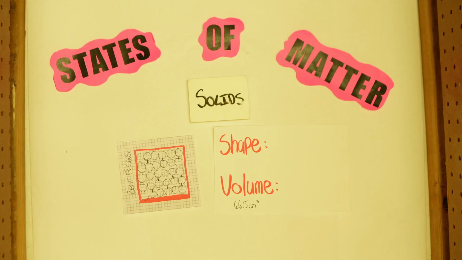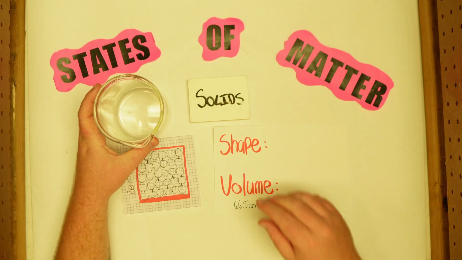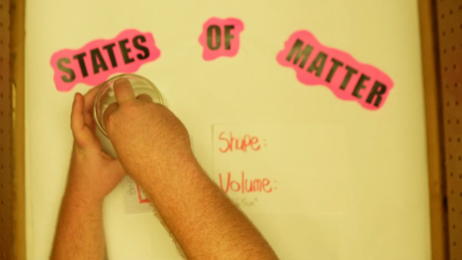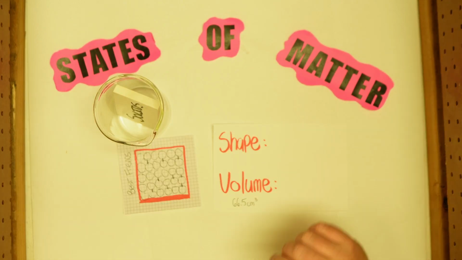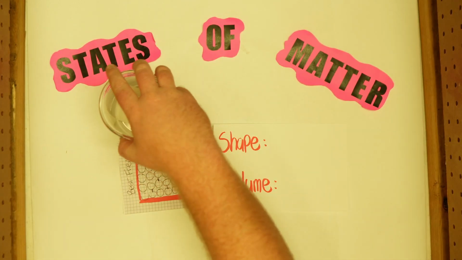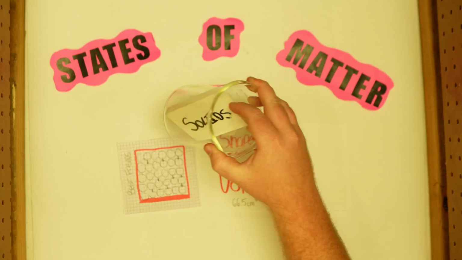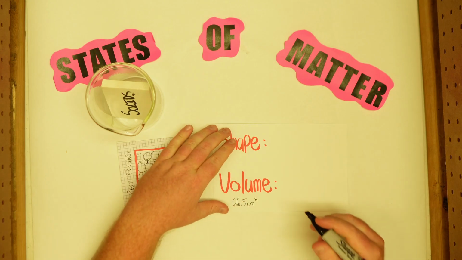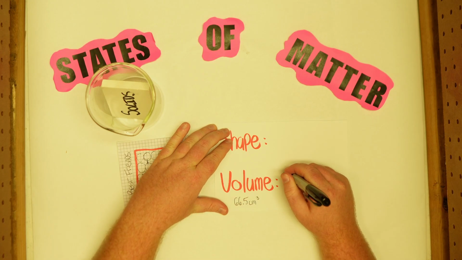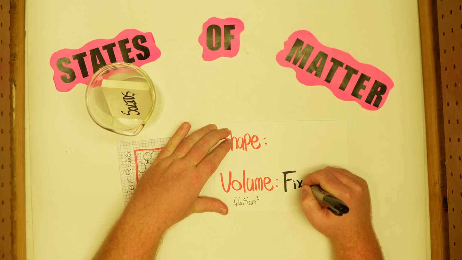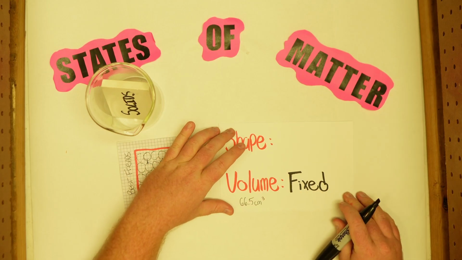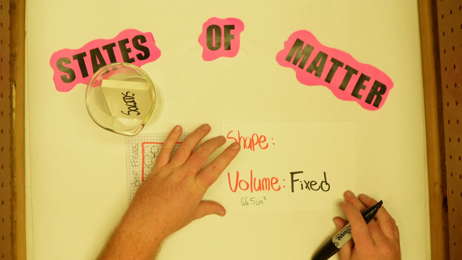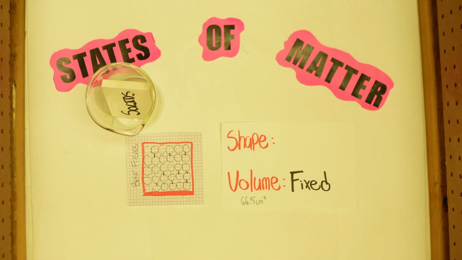Now, if I were to place this solid block into an empty beaker, what do we notice about the volume? Did the volume of this shape ever change? Okay, the answer to that is no. The volume is still at 66.5 cubic centimeters. So because the volume did not change, we can say that the volume of a solid is fixed. It does not change when you put it into a new container.